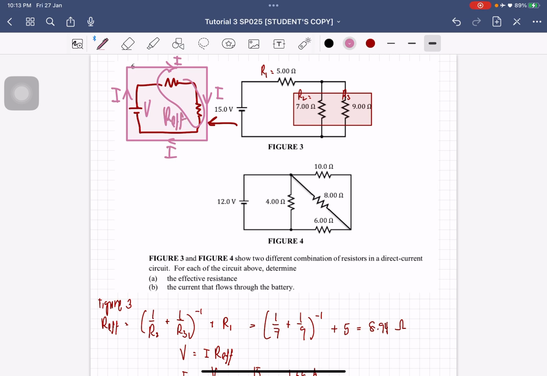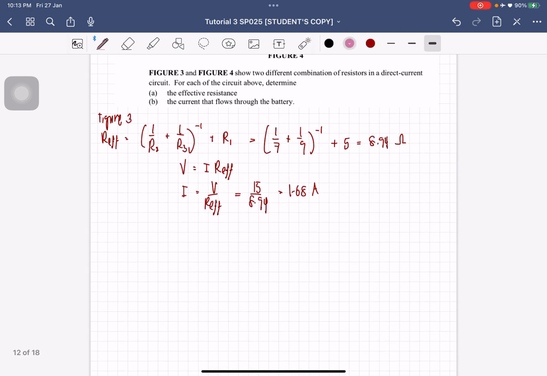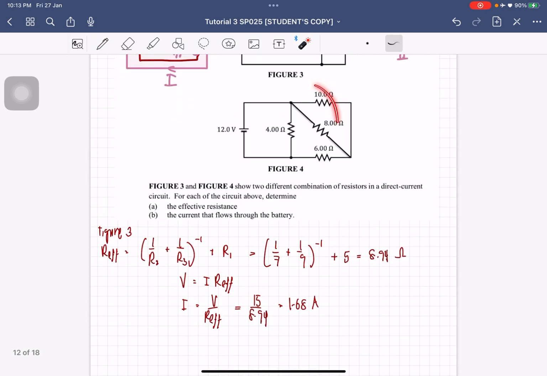Actually, if you simplify it until it becomes just one resistor, this is more correct. So this is V, this is the effective resistance, so that's why you can use V equal to IR, because the current flowing through the circuit will be I. All right, so next we have to do this one here. You can either use this one first or this one first. It's entirely up to you which one you want to solve first.